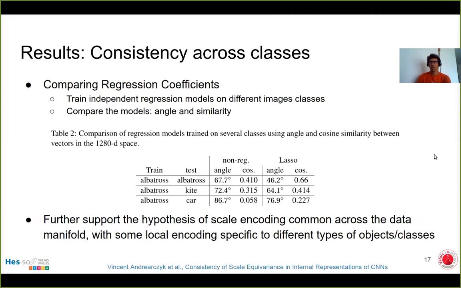An important point is that the number of almost orthogonal vectors grows exponentially with the dimension of the space. Here we have a 1,280 dimensional space, and for example, an angle of 64 or 76 degrees obtained with the lasso regression reflects similarities in these high dimensional vectors. So these results further support the hypothesis of scale encoding being common across the data manifold, with yet some amount of local encoding specific to different types of objects and classes.